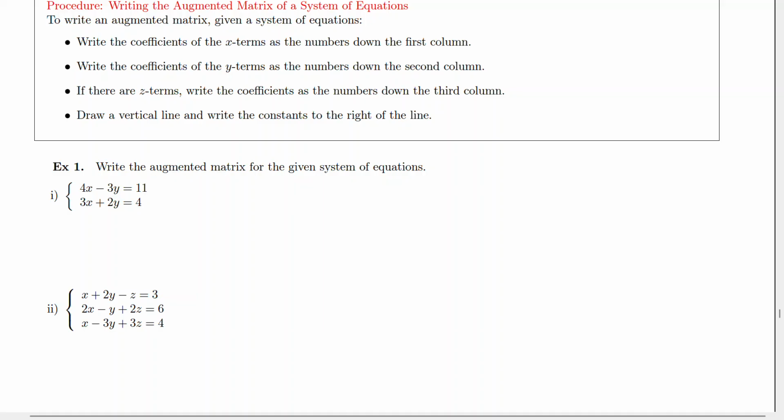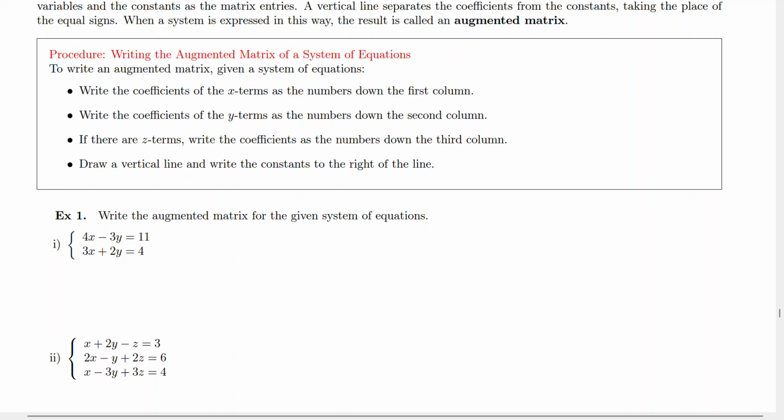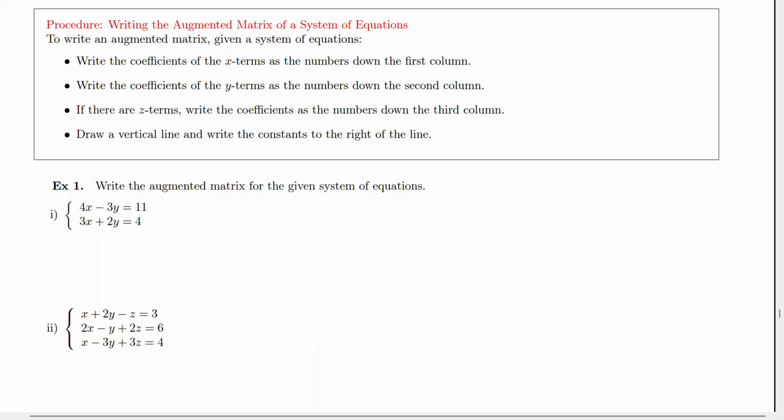So the first task is how to translate one of these linear systems into an augmented matrix, and the process is described in this procedure right above the example. But the bottom line is you want to make sure that all the x's are lined up in the same column, then all the y terms are lined up in the same column, make sure that all the equals are lined up, and finally put the numbers that don't have any variables on one side of the equal sign.